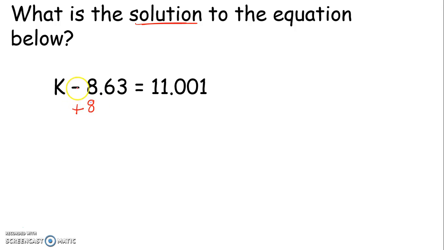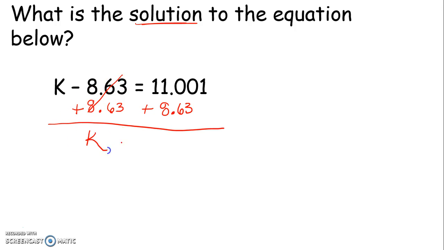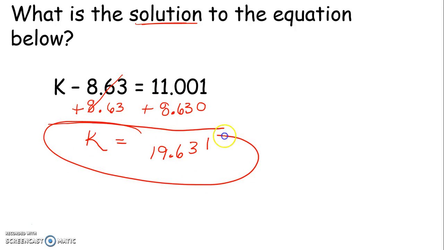So to get k by itself, I need to undo this subtraction. I need to add 8.63 to the left-hand side. If I'm going to add 8.63 to the left-hand side of my equal sign, I need to add 8.63 to the right-hand side. First of all, these zero out. They are additive inverses, or opposites. So on the left, I just have k equals. Here, I've lined up my place values. I need to add a 0 placeholder. 1 plus 0 is 1, 0 plus 3 is 3, 0 plus 6 is 6, 8 and 1 is 9. Looks like the answer for k is 19.631. Again, I could substitute back in, and I'm telling you, if you take 19.631 and subtract off 8.63, you will come up with the other side, 11.001. So the value for k that works is 19 and 631 thousandths.